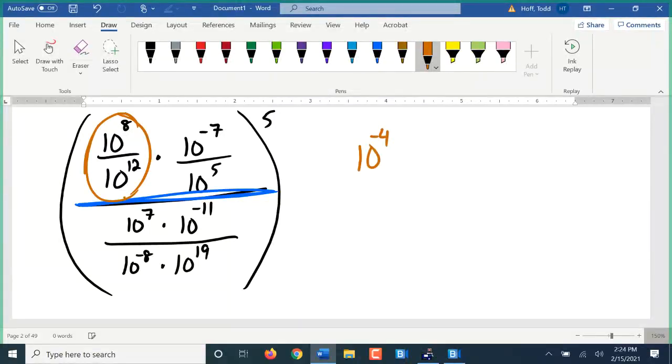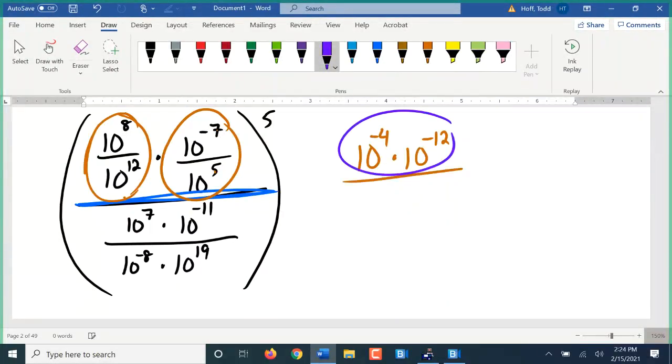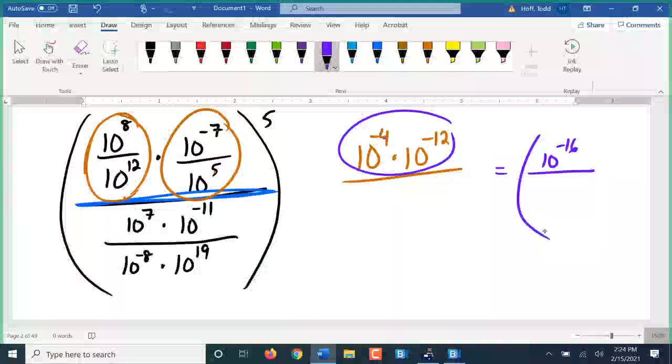8 minus 12 is negative 4, times, we have 10 to the negative 7th divided by 10 to the 5th. Again, they're the same base, so we can subtract powers. Negative 7 minus a positive 5 is a negative 12. Now we still have to finish that off. That's still just working on the top of that fraction bar. 10 to the negative 4th times 10 to the negative 12th. They have the same base, so we're going to add powers. Negative 4 plus negative 12 is negative 16. That is the top of our fraction bar.